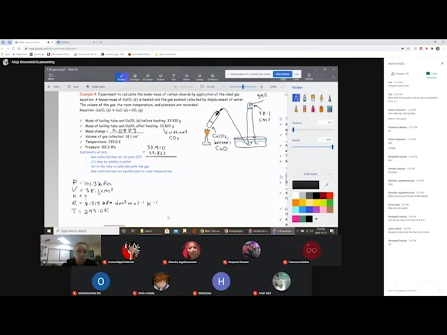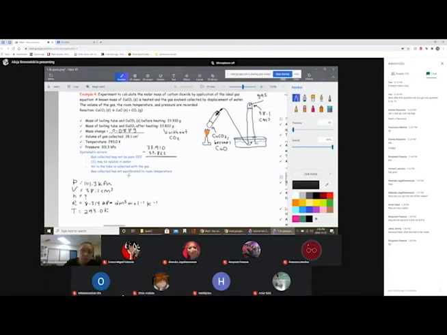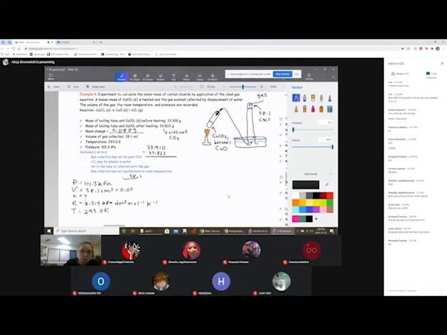What's my shortcut? Do you remember my shortcut to go from cubic centimeters to dm3? Move the decimal point 3 places. 38.1, 1, 2, 3. So that equals 0.0381 dm3.